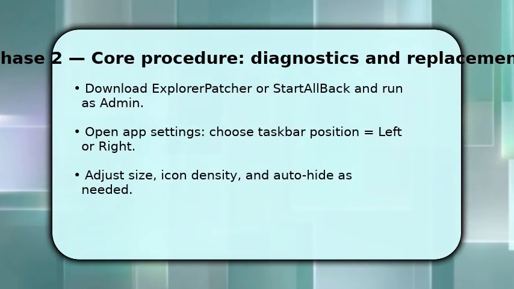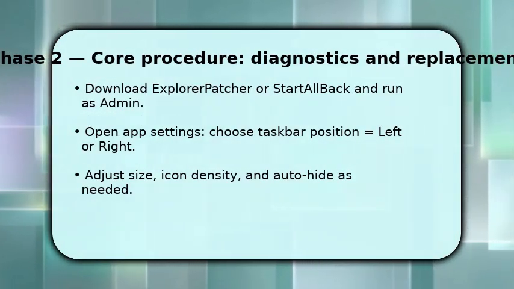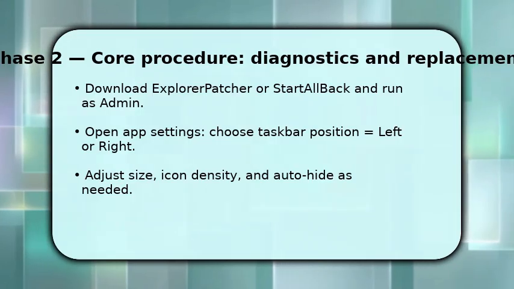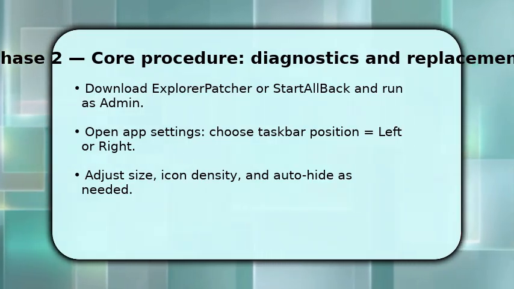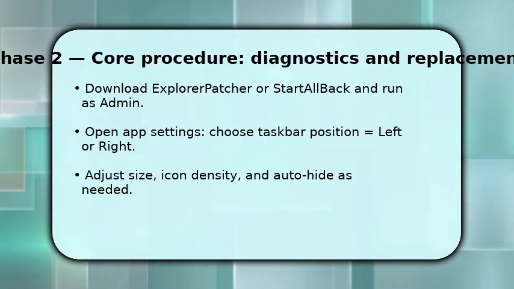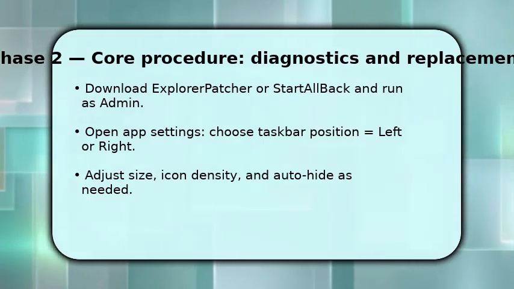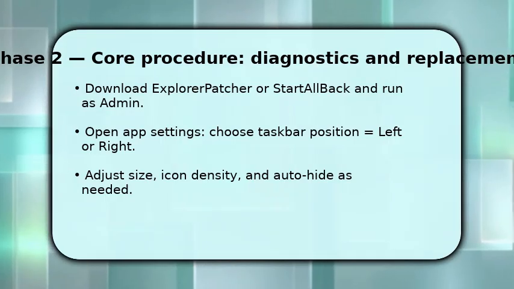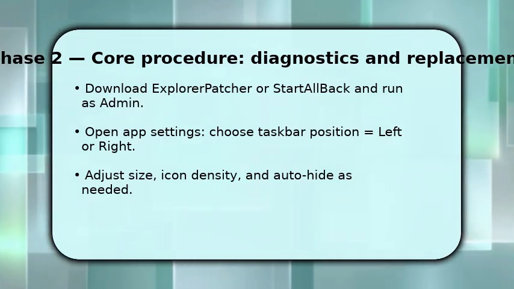You now install the chosen utility and run it as administrator. This grants the app the hooks it needs to modify Explorer behavior. Once installed, open its settings, find taskbar position, and select left or right. The tool changes layout without risky manual edits.